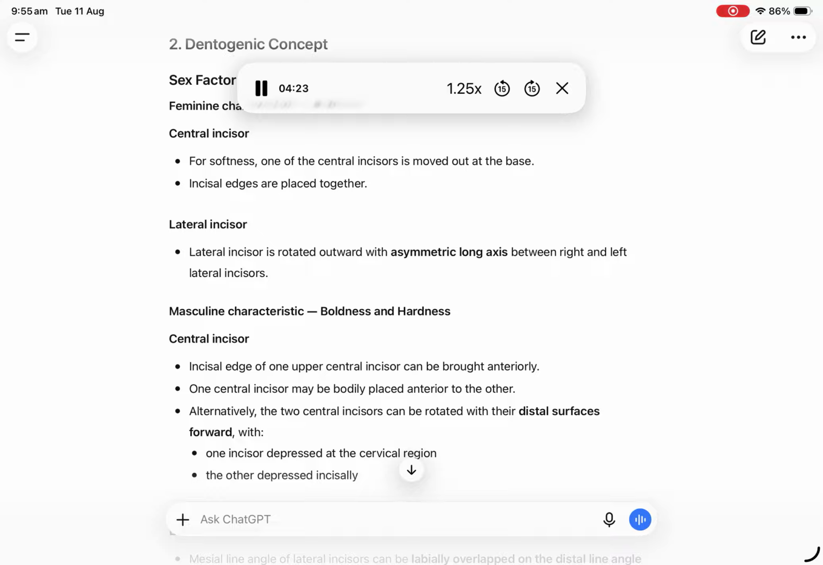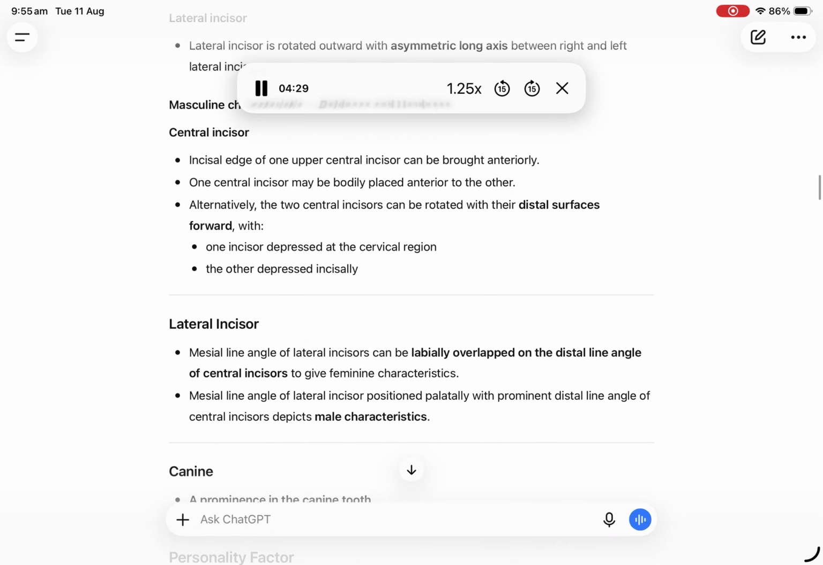Masculine characteristic. Boldness and hardness. Central incisor. Incisal edge of one upper central incisor can be brought anteriorly. One central incisor may be bodily placed anterior to the other. Alternatively, the two central incisors can be rotated with their distal surfaces forward, with one incisor depressed at the cervical region, the other depressed incisally.